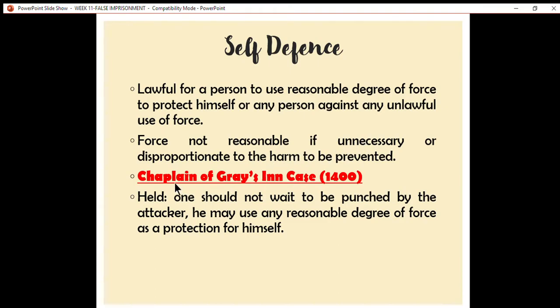In the case of Chaplain of Grace, the court held that one should not wait to be punched by the attacker. He may use any reasonable degree of force as a protection of himself. So now when he applied force, when he also punched the defendant, this is considered as self-defense.